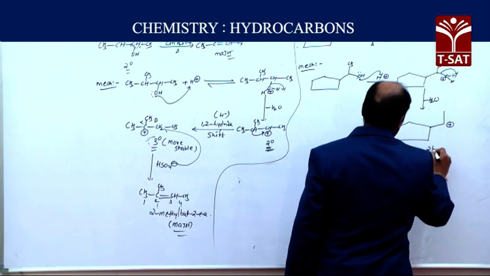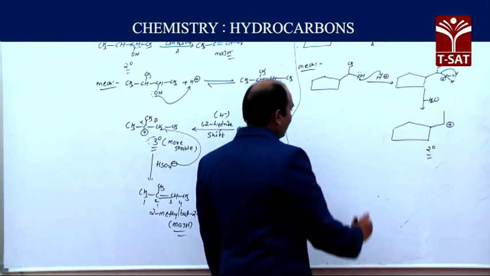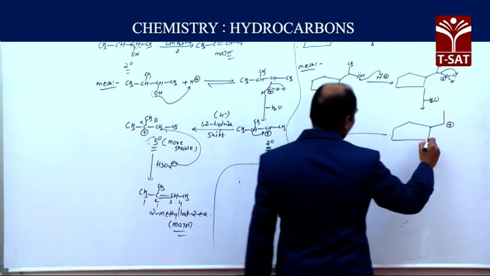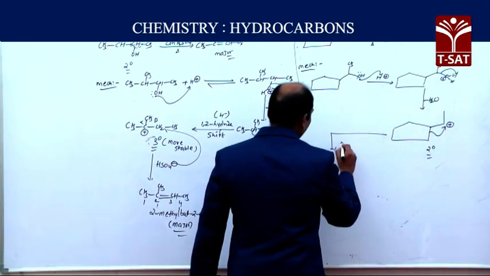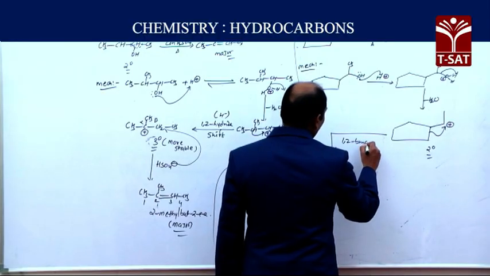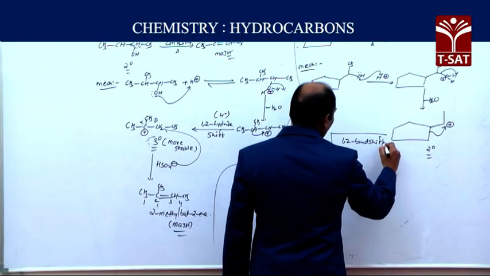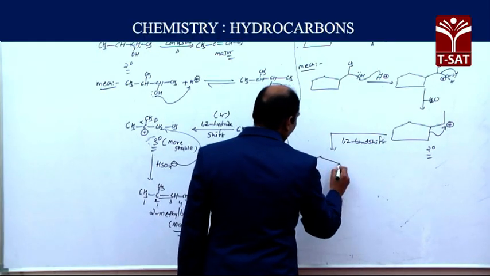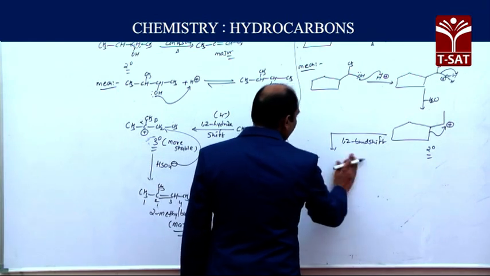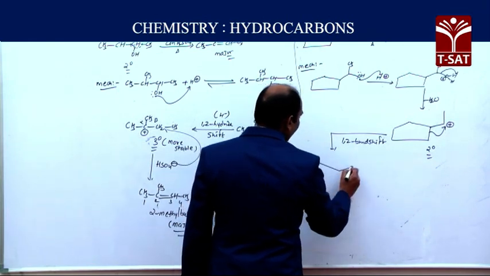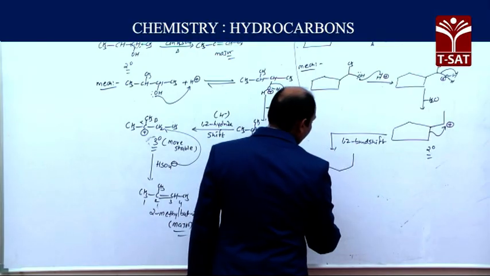Here, so we got a carbocation. This is a secondary carbocation. In this secondary carbocation, what happens? Here a 1,2 bond shift takes place. The bond is shifted from first place to second place.